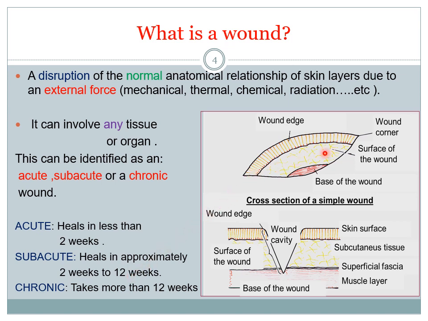This diagram here shows you the anatomy of the wound. It's composed of a wound edge, a wound corner, a wound surface, and a base. The base shows different structures: a dermis, a subcutaneous tissue, a muscle, or a bone, nerve, etc.